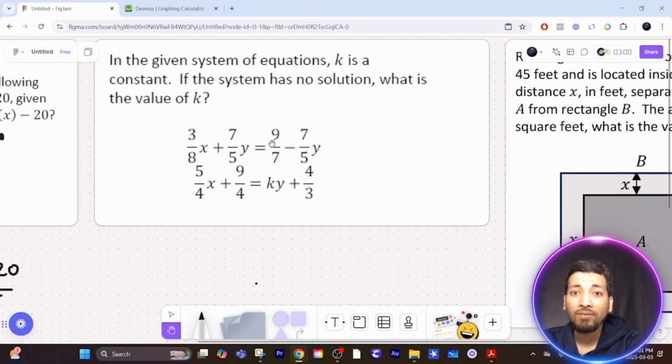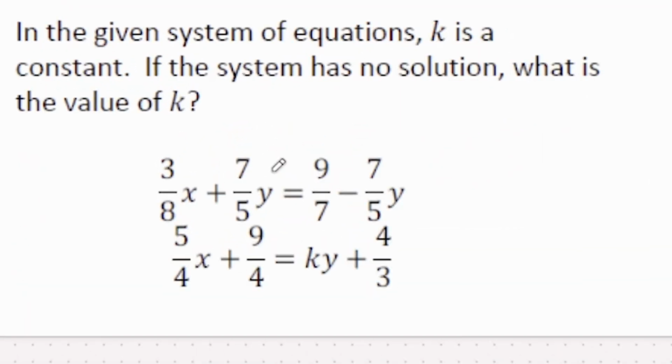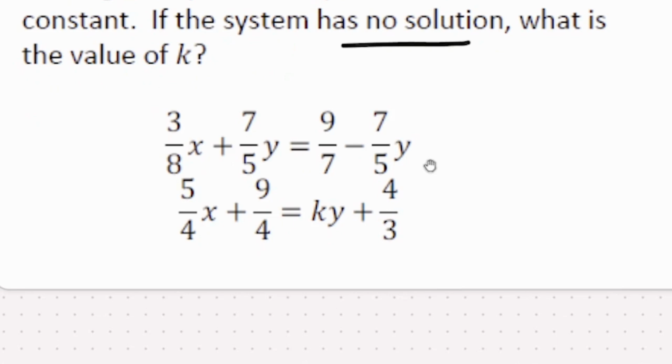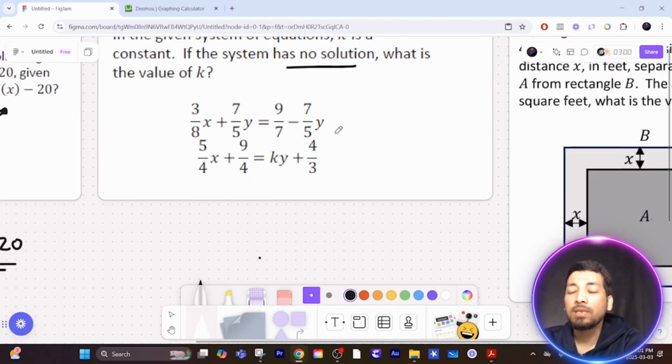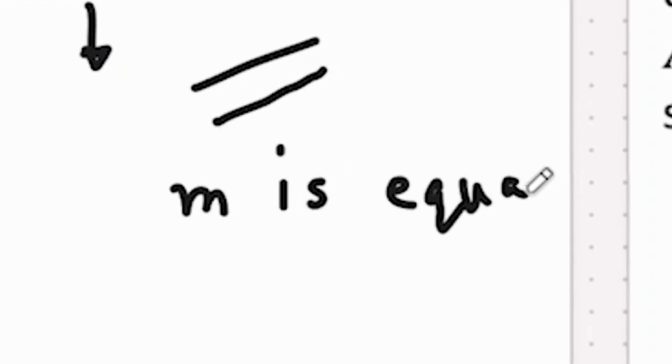So this problem involves system of equations. The problem statement says in the given system of equations, k is a constant. If the system has no solution, what is the value of k? So this is one of the hardest problems that you can find in the SAT exam, and it usually comes in module 2. So whenever this system has no solution, immediately you need to understand that we have two parallel lines, and when there are two parallel lines, the slope is equal, or the slope is same for both.